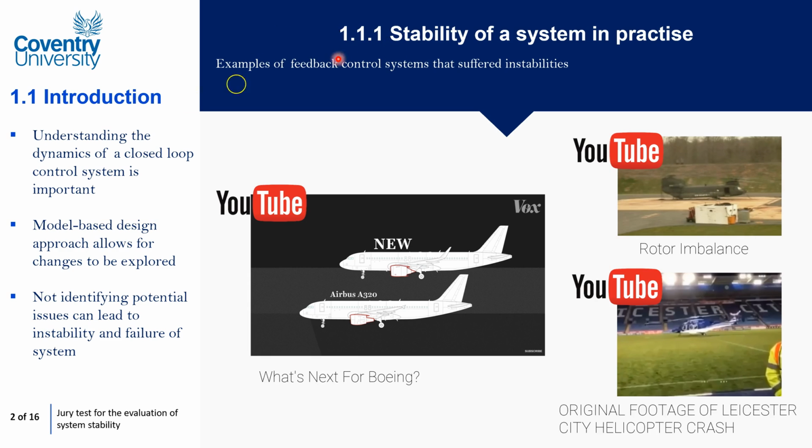So in terms of the stability of a system, it's good to take the mathematical approach initially and investigate the stability of the system via the closed loop transfer function that describes the closed loop control system. For example, if you look at the Boeing, if they'd taken a model-based design approach, not 100% sure if they did or didn't, but if they had, it might have enabled changes to be explored to the design, and then to find any potential issues further down the road. So if they change that, then what happens? And not identifying potential issues can lead to instabilities and failure of the system, as you'll see hopefully if you watch these videos.